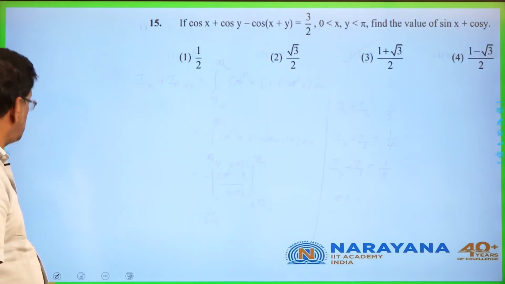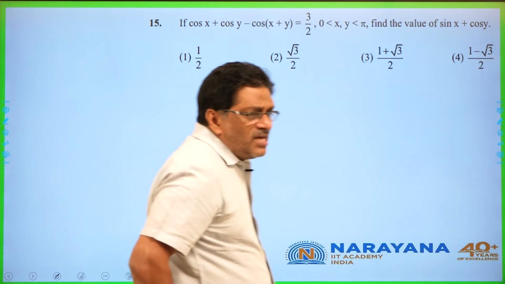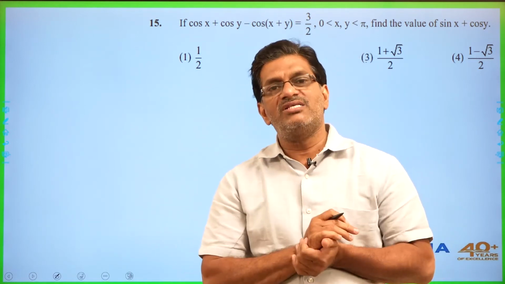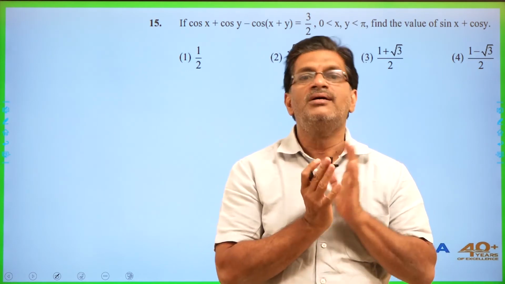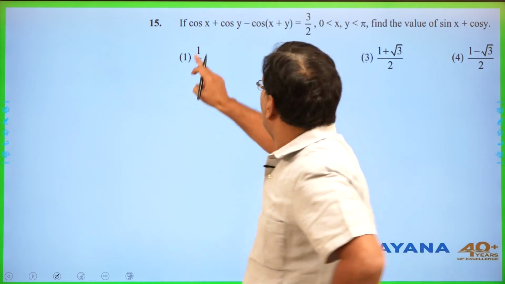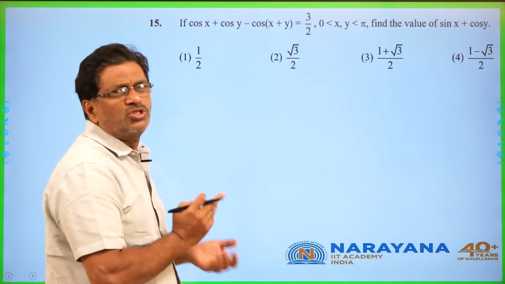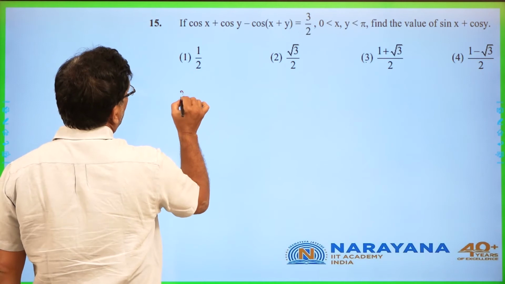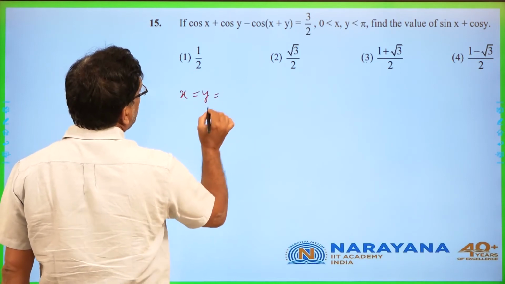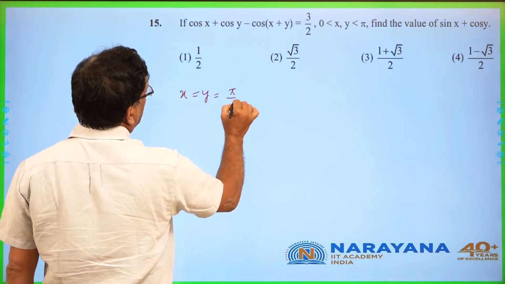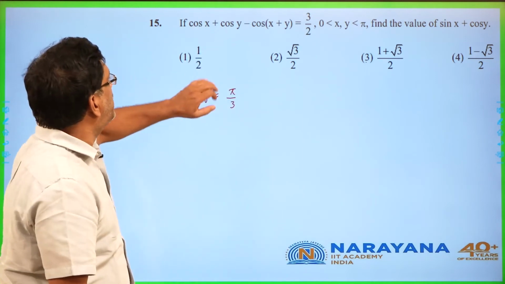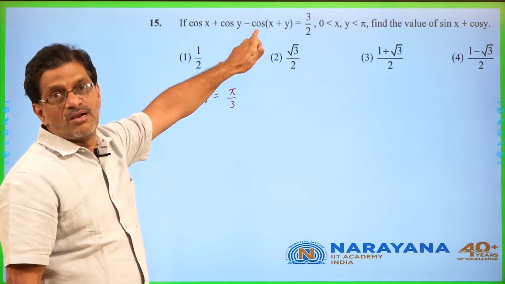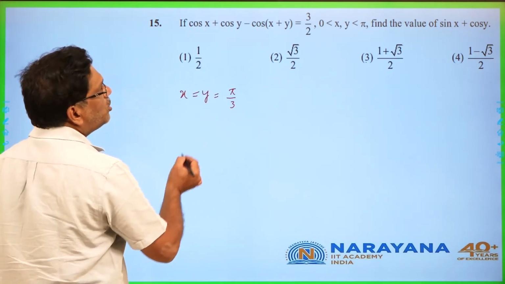Go to the next question, question number 15. In trigonometry, particularly in some problems, the trial and error method is easier than actual solving. Here, three cos terms equal 3 by 2, you mean each must equal 1 by 2. That means x is equal to y equal to pi by 3, since cos pi by 3 is 1 by 2. This becomes 120, and cos 120 is minus 1 by 2. Then only it is true.